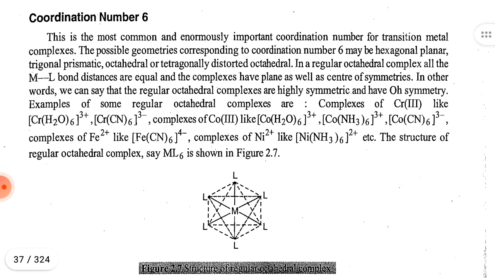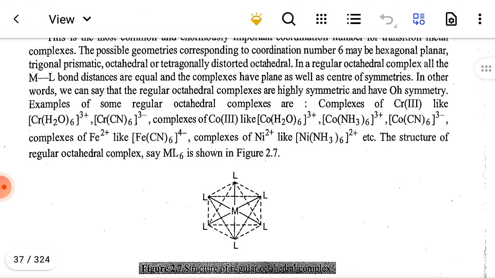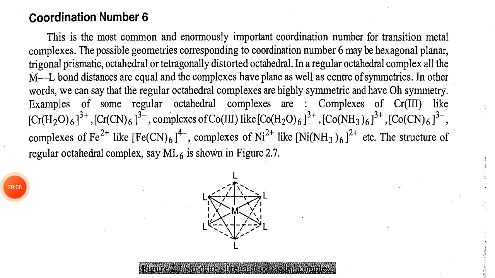Coordination number 6. This is the most common and enormously important coordination number for transition metal complexes. The possible geometries corresponding to coordination number 6 may be hexagonal planar, trigonal prismatic, octahedral, or tetragonally distorted octahedral. In a regular octahedral complex, all M-L bond distances are equal and the complexes have planes as well as a center of symmetry. In other words, regular octahedral complexes have high octahedral symmetry.